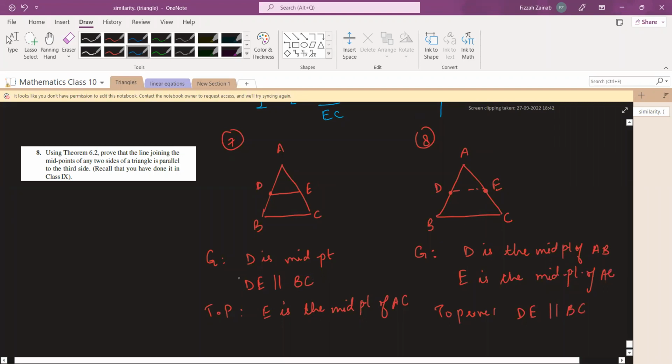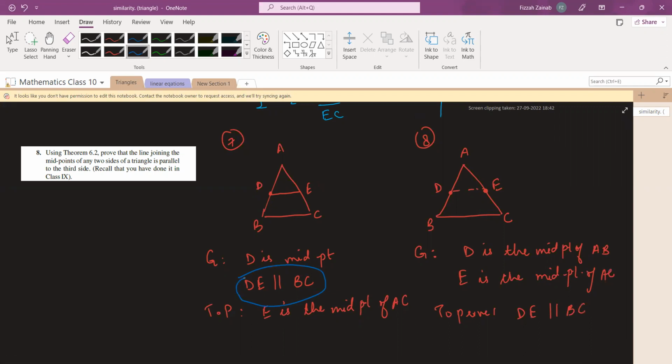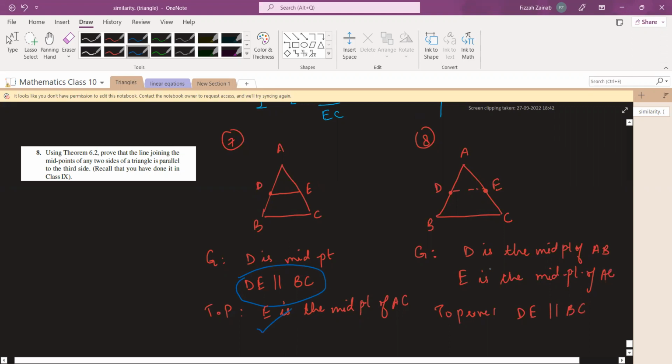This thing was already given in question number 7, and you had to show that E is the midpoint. This time E is the midpoint, this is already given, and you have to show that the line DE is parallel to BC. Is that understood, everyone? Okay, so let us see how we can do it.